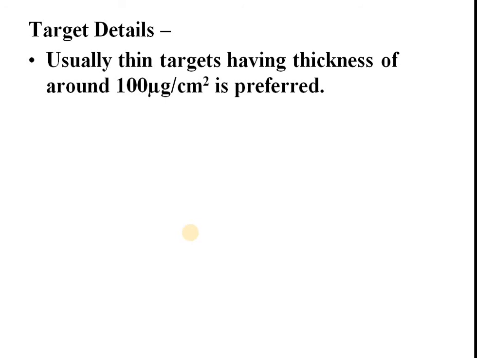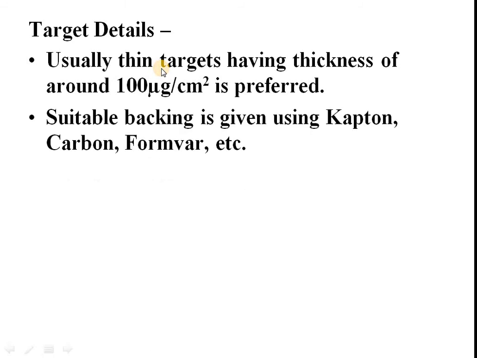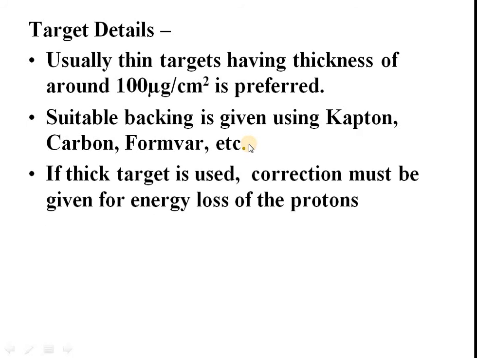We use very thin targets because the proton has to pass through it. Depending on the sample, the proton should pass through it and hit that Faraday cup. Only then can we measure the proton intensity. So sample preparation is a very delicate, very sensitive process, and the sample has to be backed up with material like Kapton, carbon, Formvar. They are all made up of certain polymeric material, very soft material, so that the proton can be easily passed.